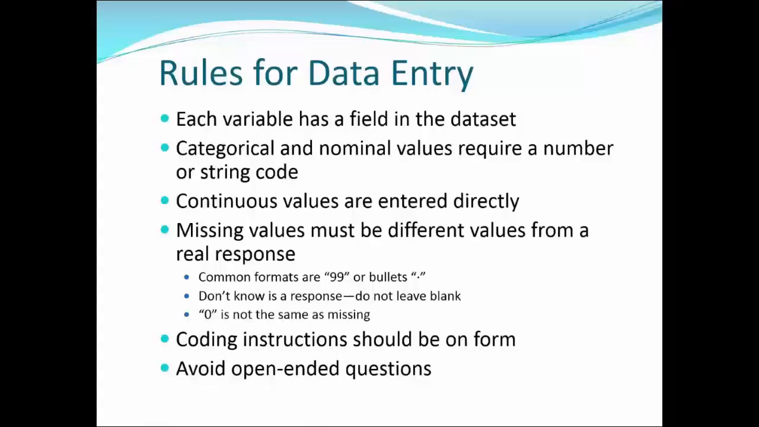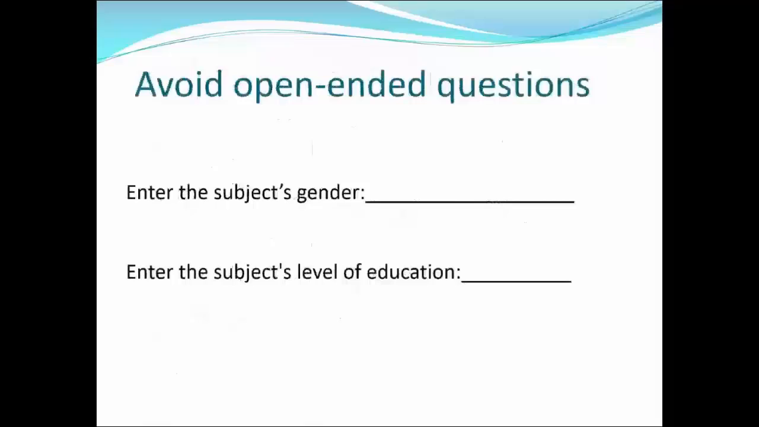Categorical or nominal variables will require a number or a string code in the end. You can put continuous variables in directly. Missing values should be differentiated. You need to use something different, like a 99 or a -8 or something like that, so they know it's missing and not something that was a response in your data set. The coding instructions should be very clear. You should have a data dictionary, and if at all possible, avoid open-ended questions.